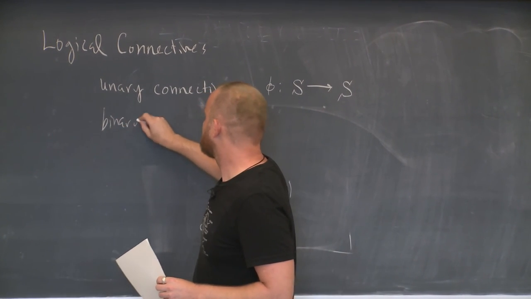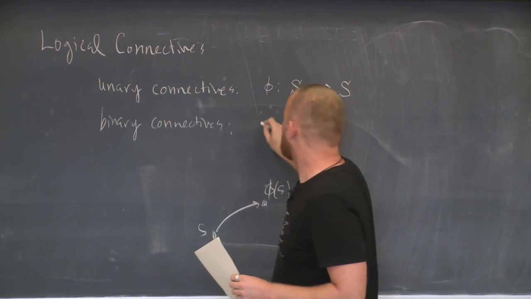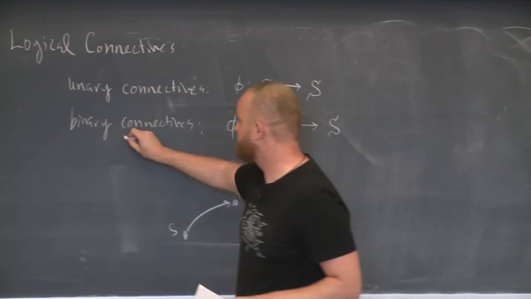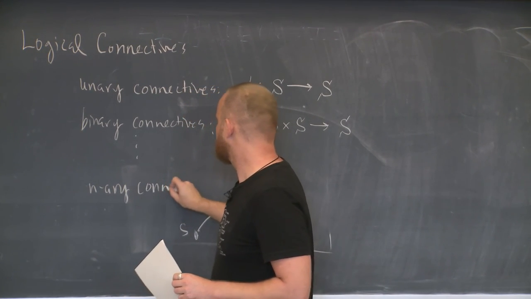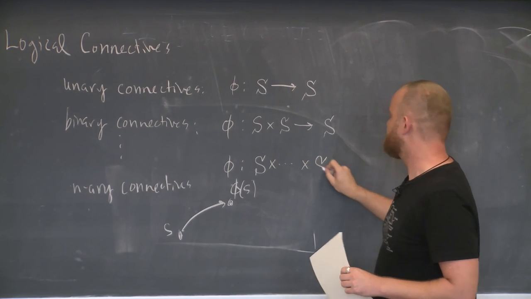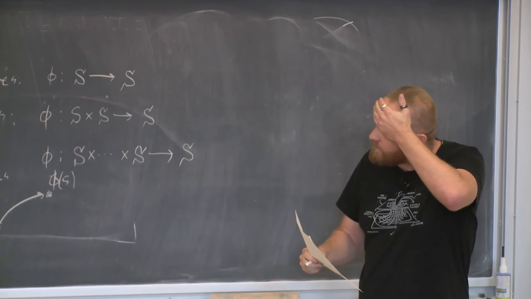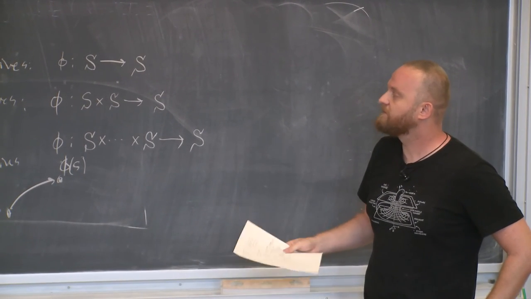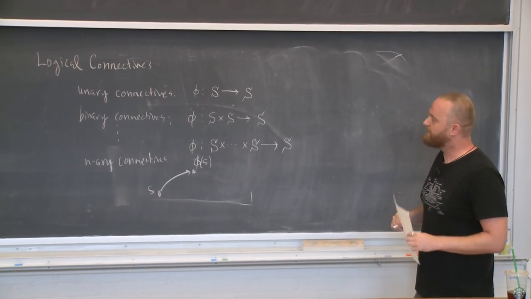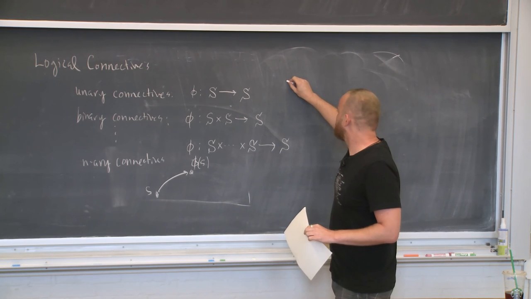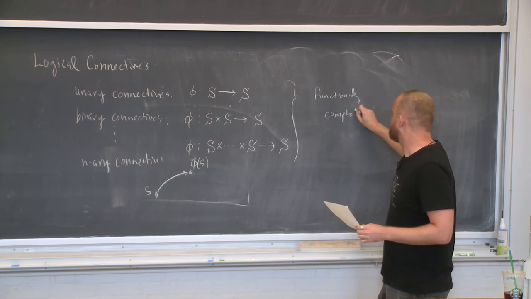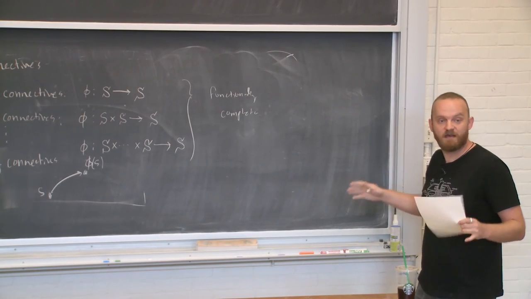Binary connectives are ones that take two statements and then map them to a single statement. You can see that in general you can have what are known as n-ary connectives. And those are the ones that take n different statements and map them to a single statement. So when we find the logical connectives that are capable of describing the largest subset of the epistemic realm, that set of logical connectives will be called functionally complete.